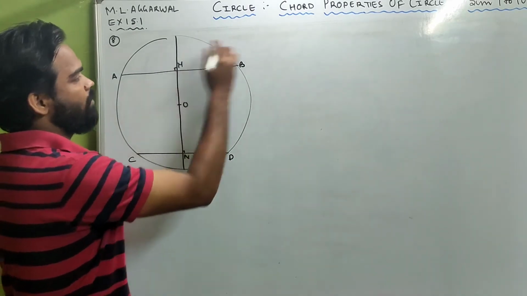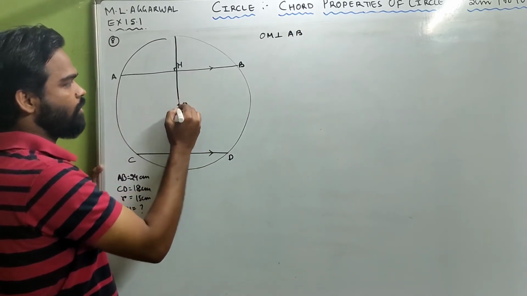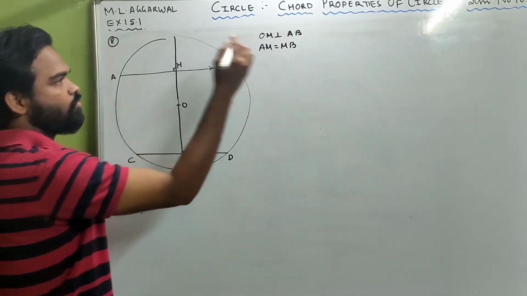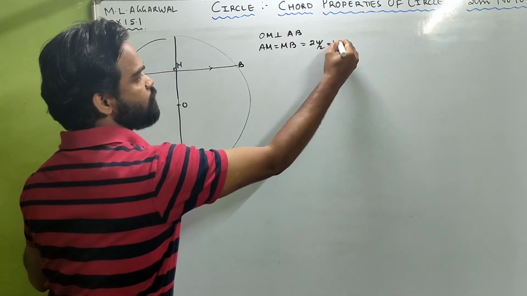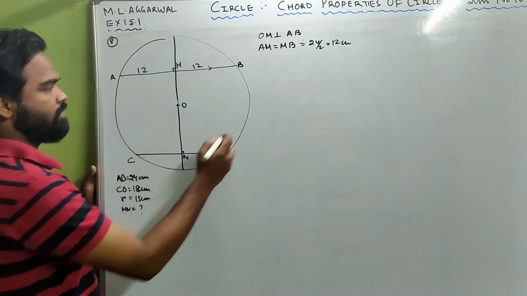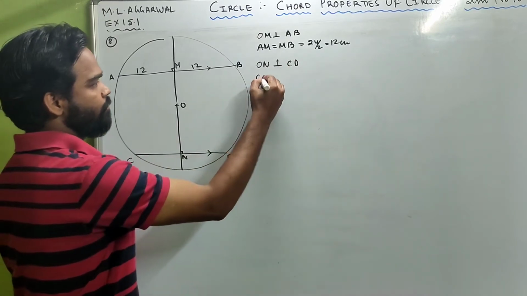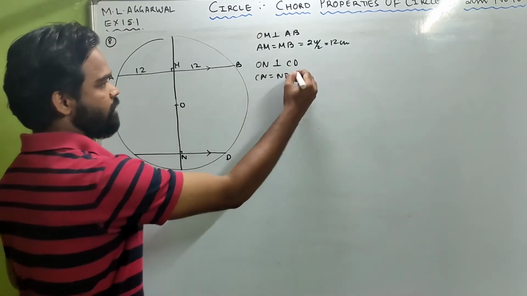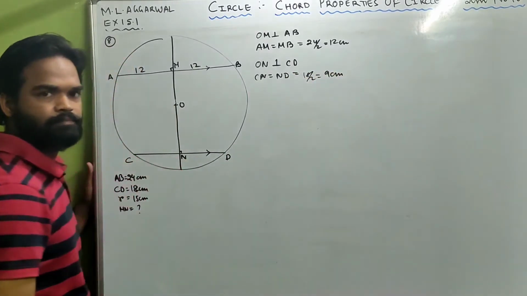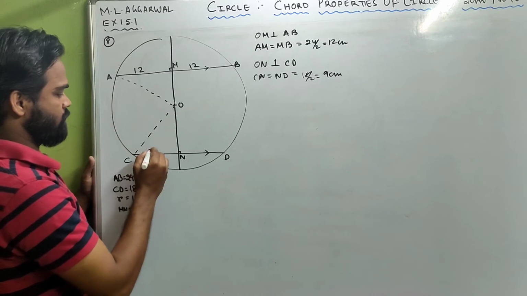Very easy. See, OM is perpendicular to AB, which means OM divides AB into two equal halves, which means AM equals MB, and AB is 24. So 24 by 2, that's 12 centimeter. So this is 12, this is 12. Okay. Similarly, ON is perpendicular to CD. So according to the theorem, we can say that CN equals ND equals CD by 2, that's 18 by 2, that's 9 centimeter. Now look carefully. This is 9, this is 9.